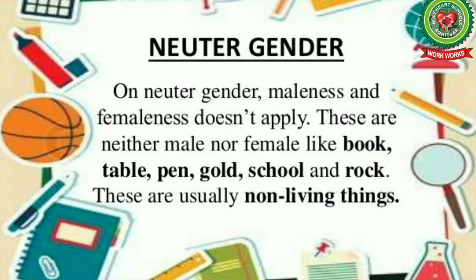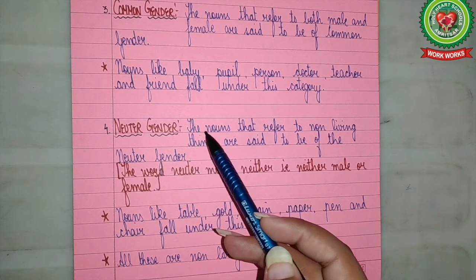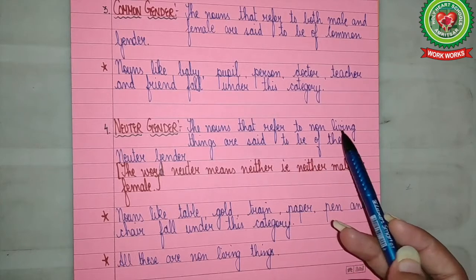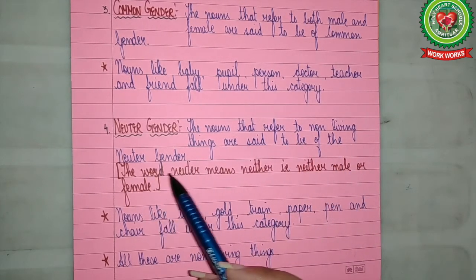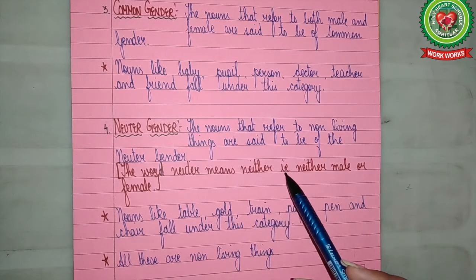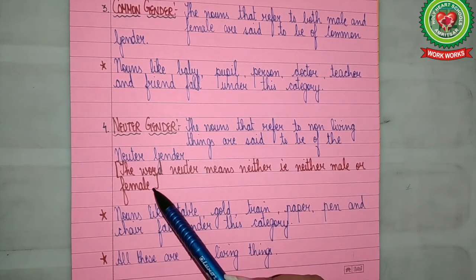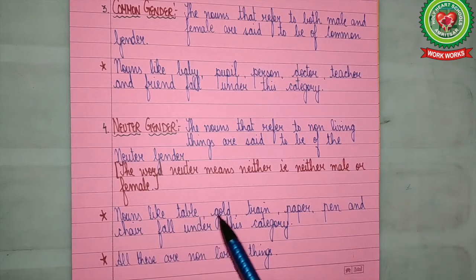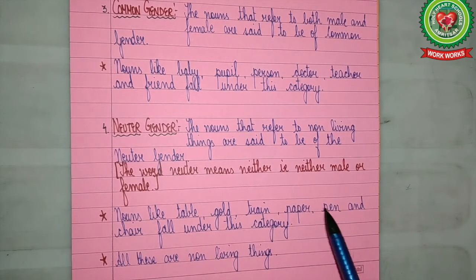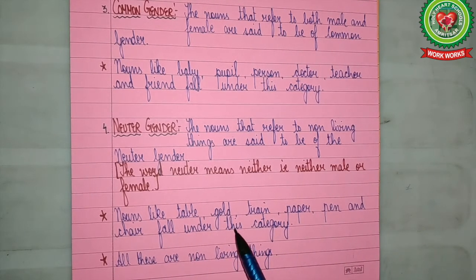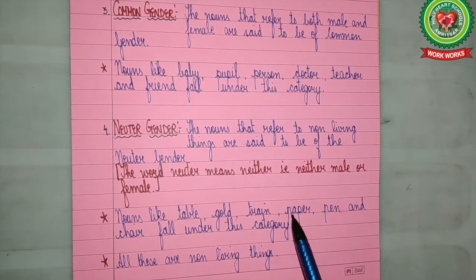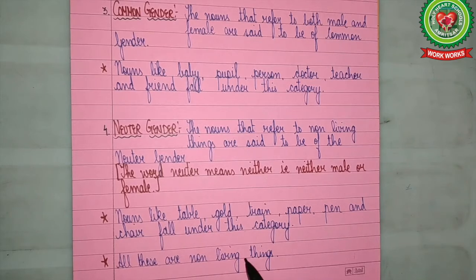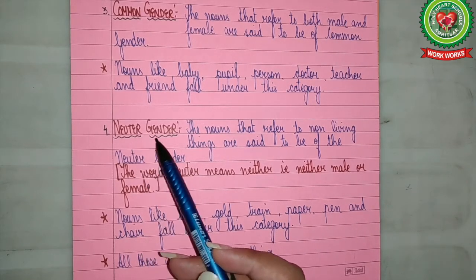Now let us discuss the 4th type of gender, that is neuter gender. The nouns that refer to non-living things are said to be of the neuter gender. The word neuter means neither, that is neither male or female. Nouns like table, gold, train, paper, pen and chair fall under this category. Now all these are non-living things, so neuter gender.